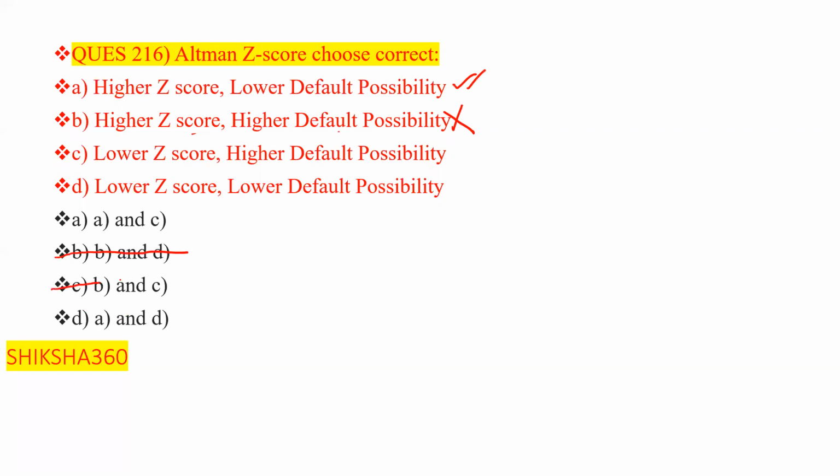This one, so lower Z score. If the Z score is low, there is a higher default possibility. This one is also a correct one. So here A is correct and C is correct. Because A is correct and C is correct here, the option that combines them is our answer.